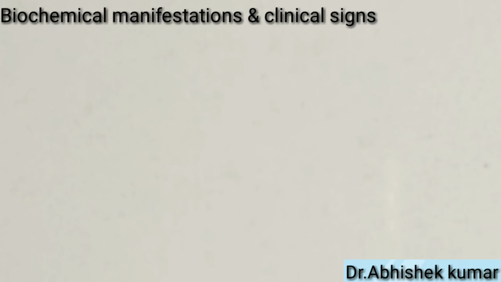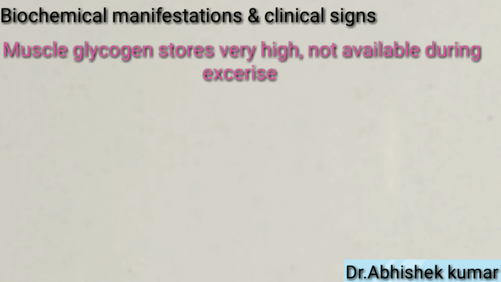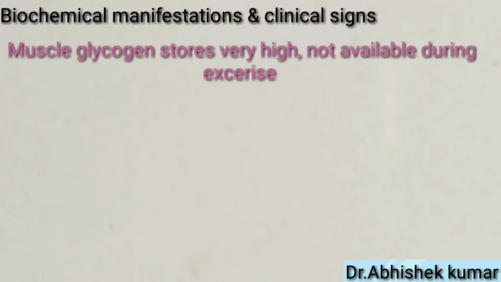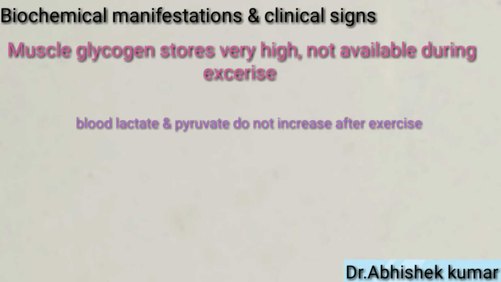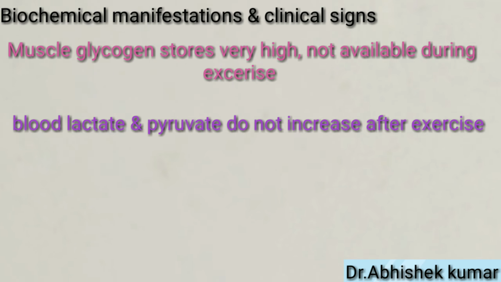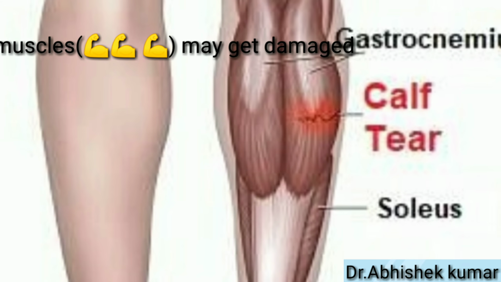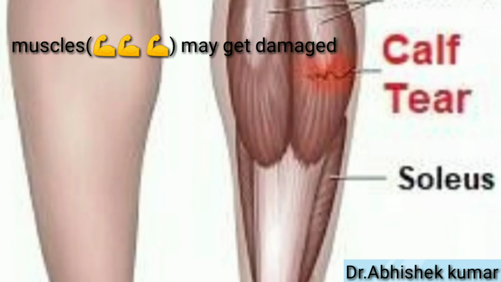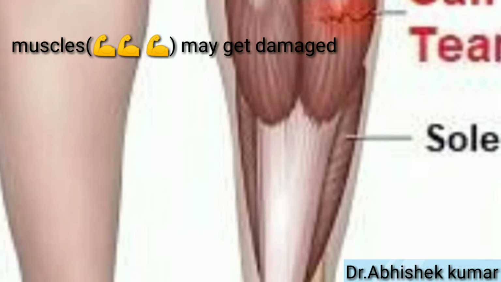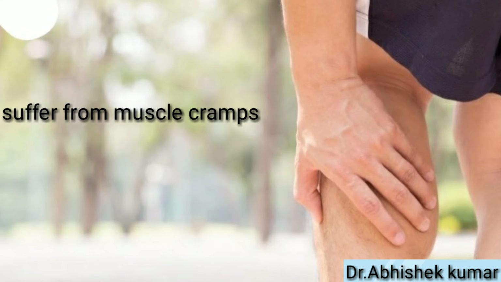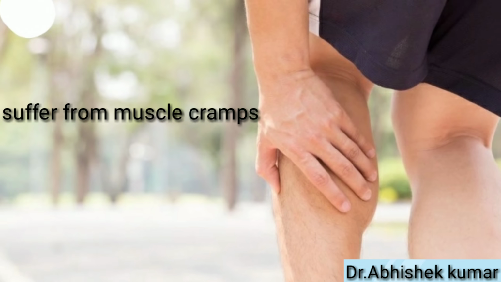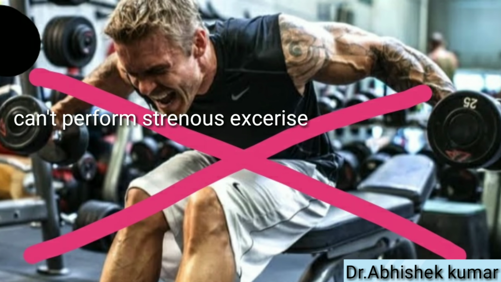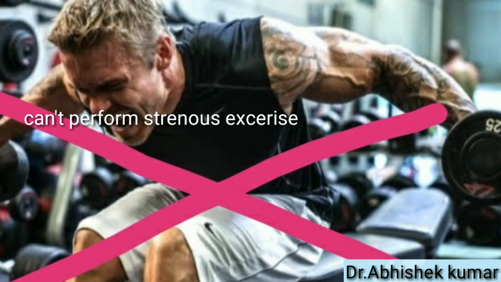Now we will see the clinical signs. The muscle glycogen is stored very high but is not available during exercise. Blood lactate and pyruvate do not increase after exercise. Here the calf muscle tear, the muscle may get damaged. Here the muscle cramp, a person can suffer from muscle cramps and cannot perform strenuous exercise.